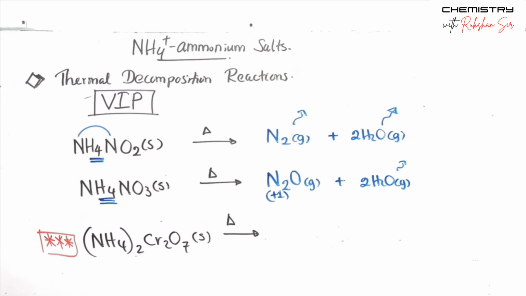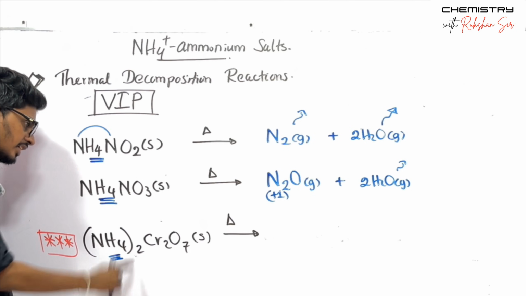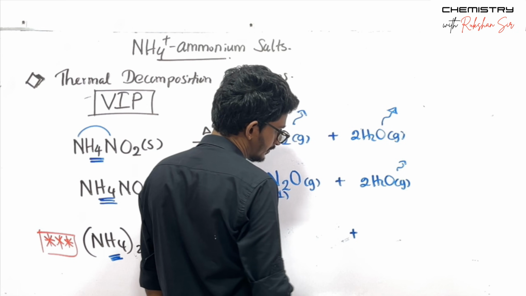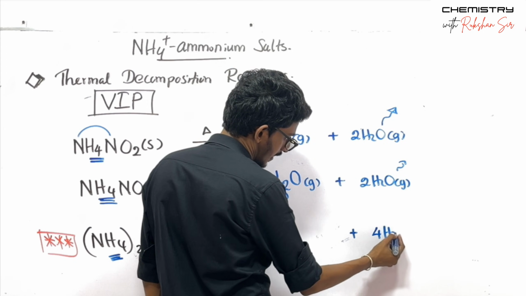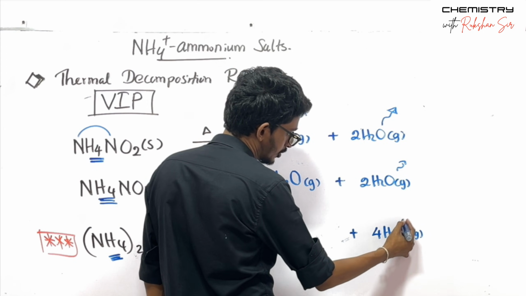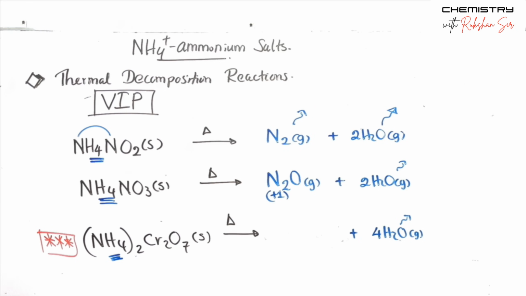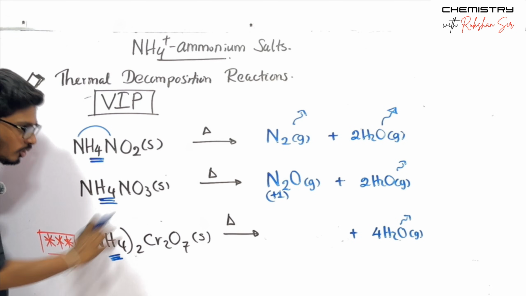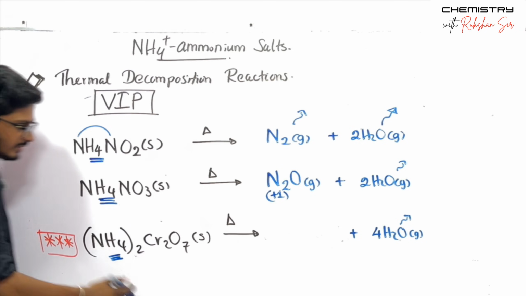Next one. Remove all the hydrogens as water. So you have 8 hydrogens there. You need to remove how many? 4 water molecules. As 8 hydrogens are there, 4 water molecules should be removed. Then come up with the rest. After removing all the hydrogens as 4 water molecules, what are the remainings? 2 nitrogens remain, N2.